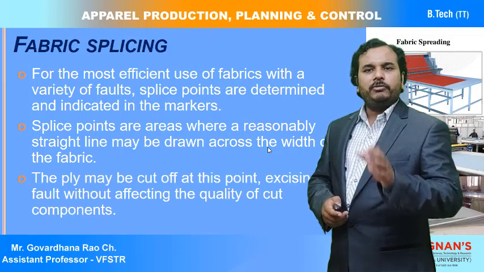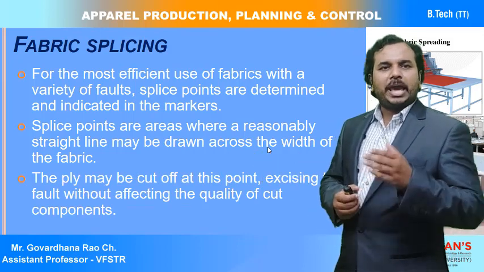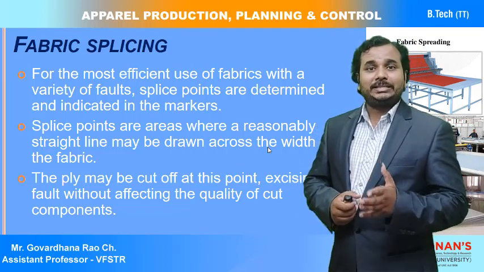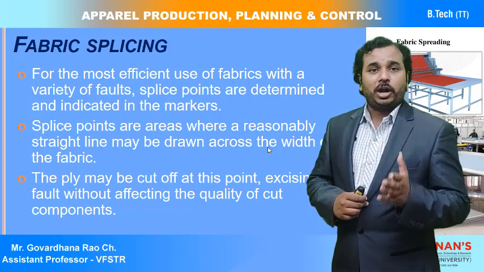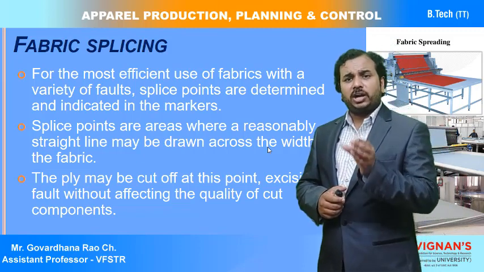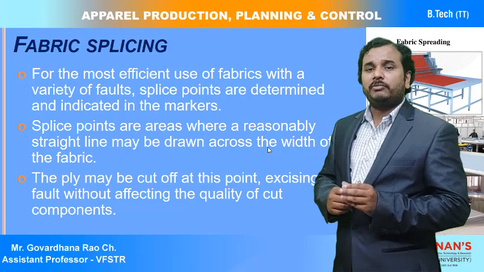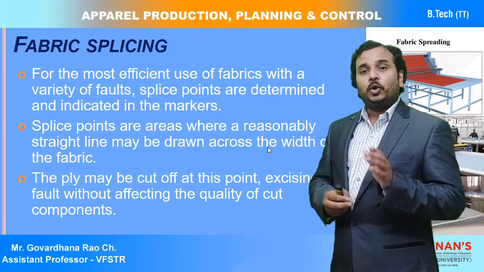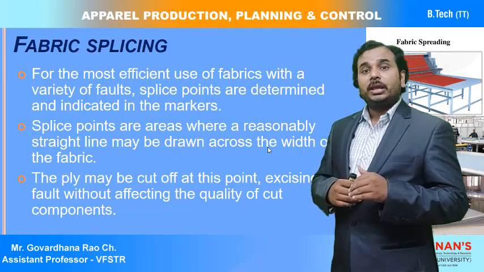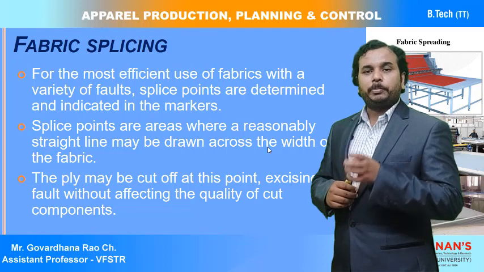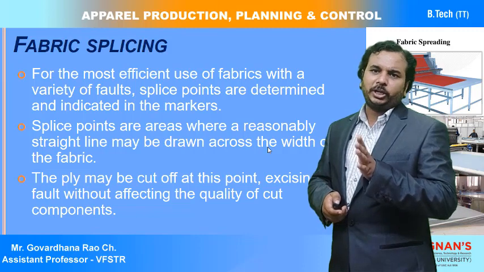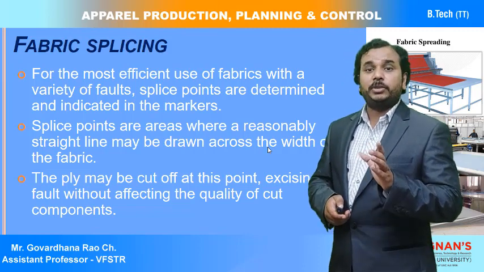How is it going to be made? We will see the small image. The ply may be cut off at this point, excising the fault without affecting the quality of the cut component. For example, if a fault is there, in that place we overlap the fabric so that a fabric ply overlap occurs. When the cutting is done, the particular cut component is removed. Cut off means the particular fault is removed from the fabric.